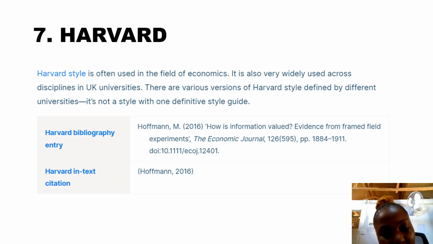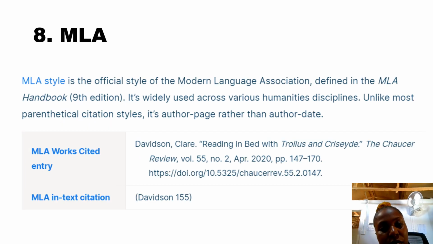Harvard, the Harvard reference entry is this one. Then the in-text citation is this one. MLA, Modern Language Association, reference entry is this one. Then in-text citation is this one. Already you are noticing something different here. You are noticing now they write the name of the author and 155. I think that's the volume number. See?